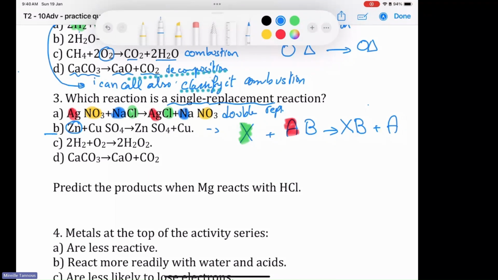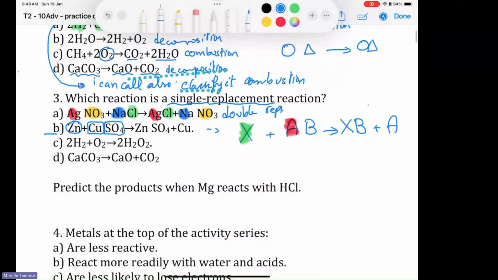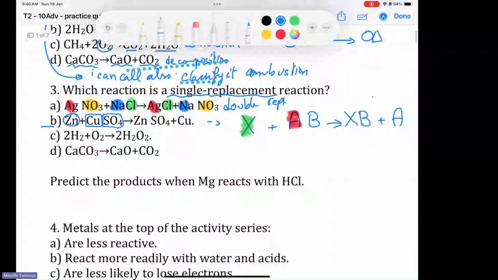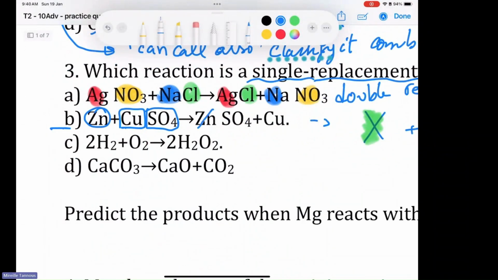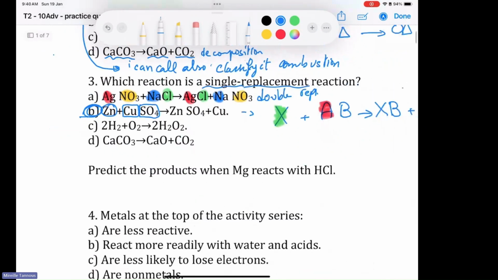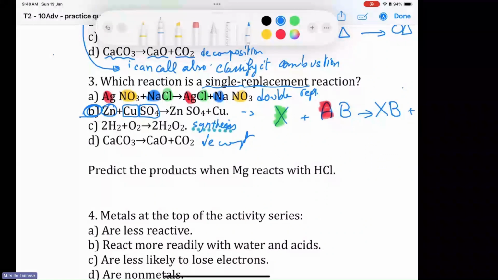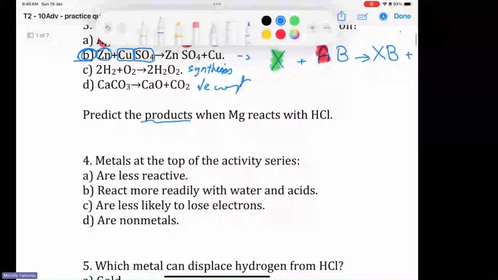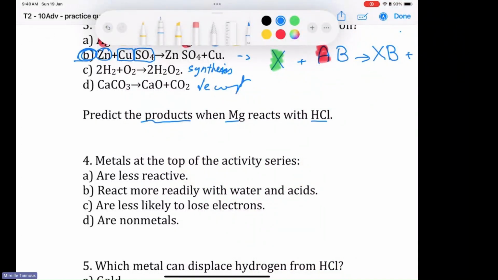Now, choice B looks like this one. This can be X, and this is A and B. So zinc is replacing copper in the SO4. Here we had zinc, and now it is copper. So this is the single replacement. The other one is a synthesis and decomposition.